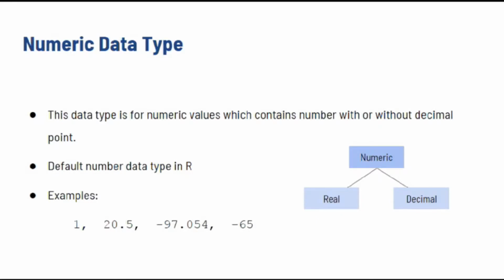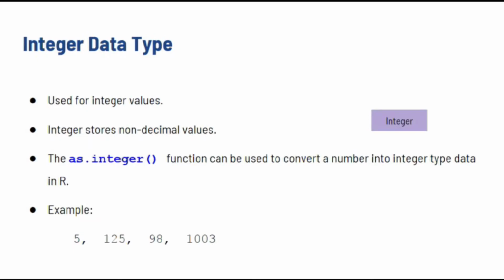Any number with or without decimal point, that is, any decimal value, constitutes numeric data type. The numeric data type is for numeric values, and it is the default data type for numbers in R. Examples of numeric values would be 1, 20.5, minus 97.054, minus 65.